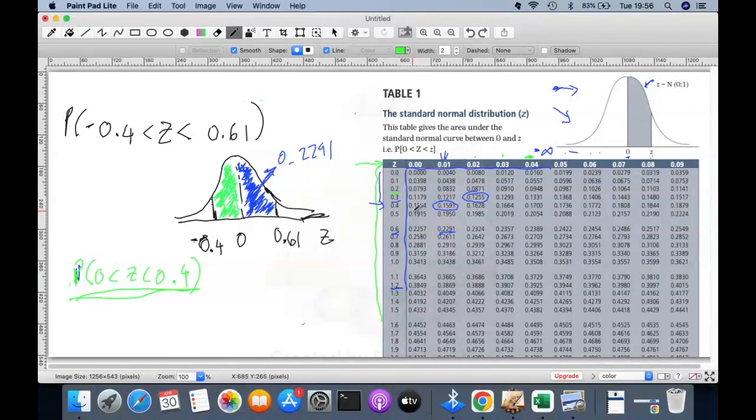And that in the table is here, 0.1554. So the green area is 0.1554. And so our answer is basically adding up these two areas. So you add up the 0.1554 to the 0.2291. That's our answer. You add them up and what you get will be the answer. All right.